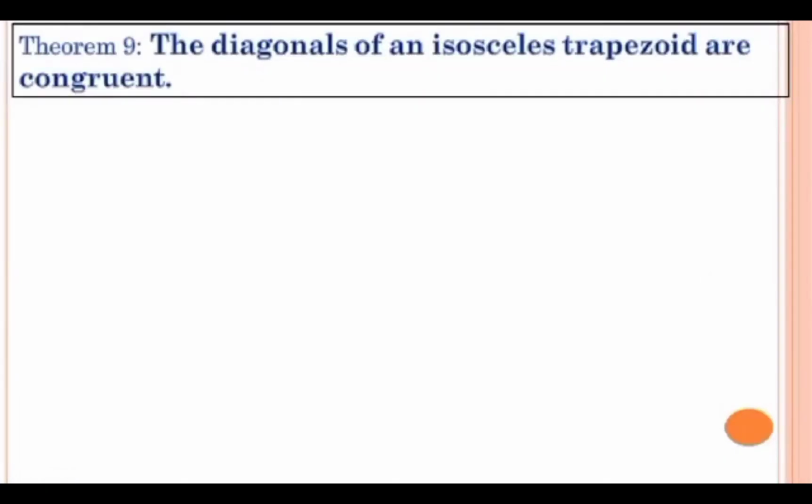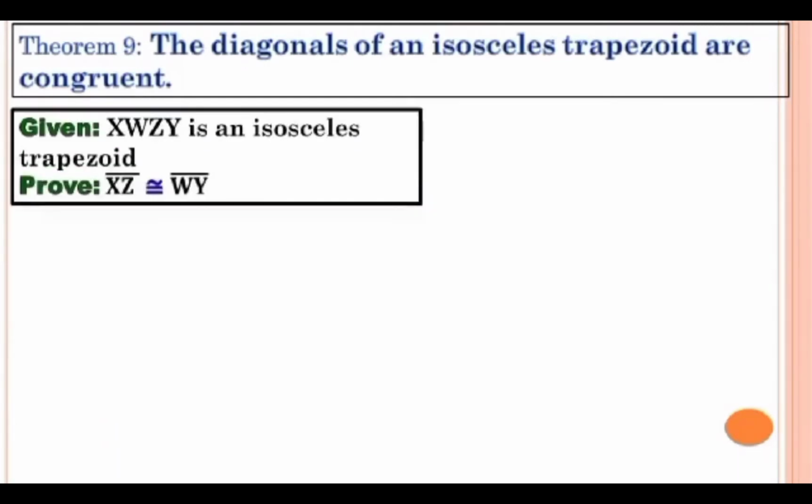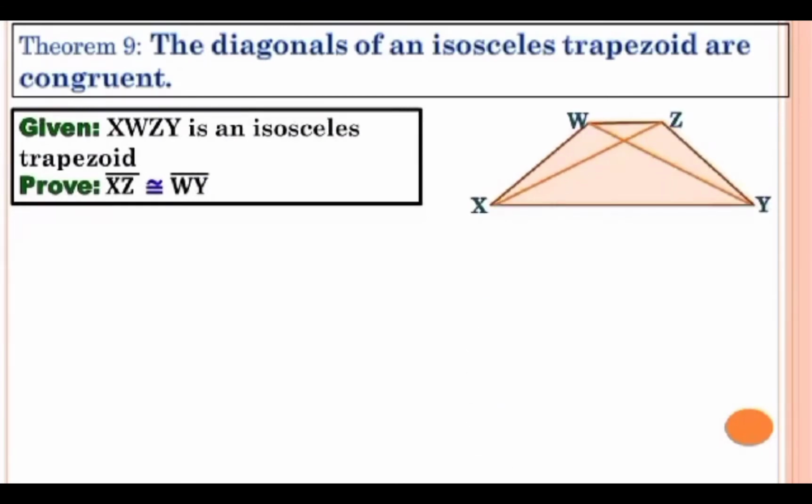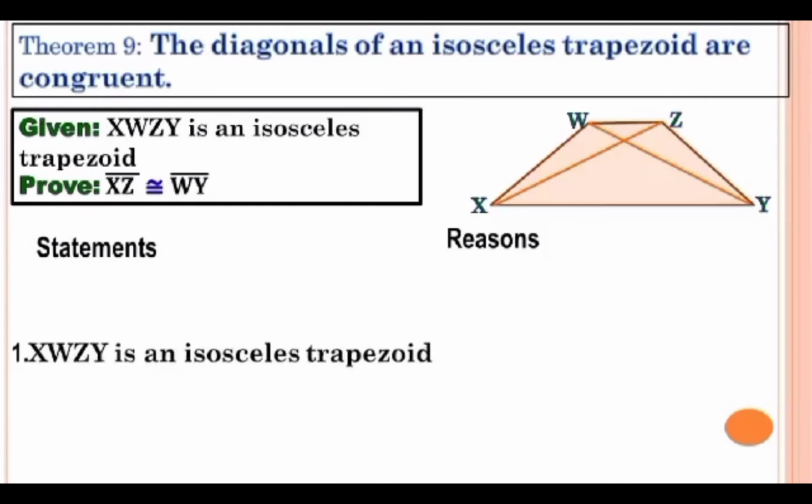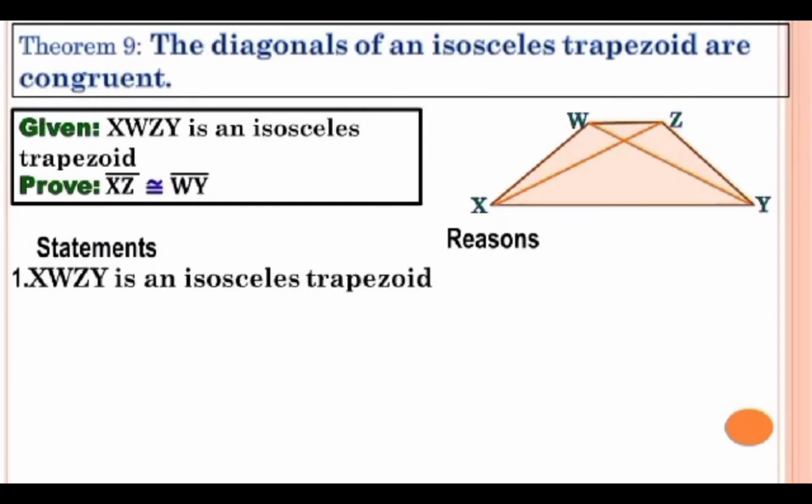Next theorem, we have Theorem 9. The diagonals of an isosceles trapezoid are congruent. So given XWZY is an isosceles trapezoid, we are to prove that segment XZ is congruent to segment WY. Okay, first statement. XWZY is an isosceles trapezoid.